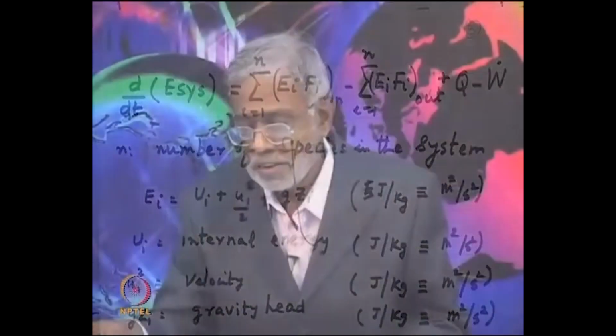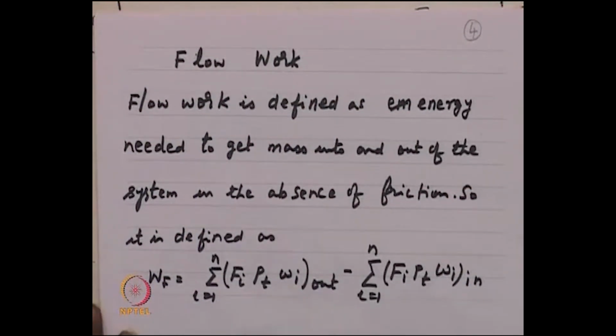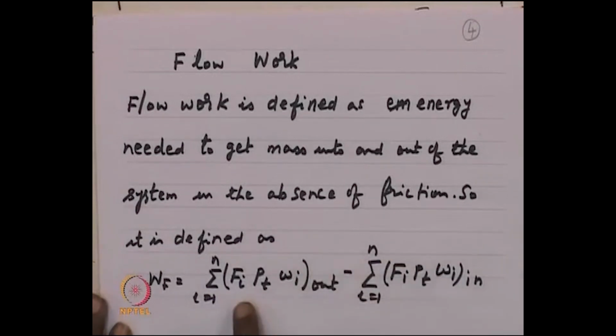Similarly, for the output. Now there is one term which all of us may be familiar with, but to put it in context, suppose we have some material that is going into the system and coming out of the system. I have here F_i P_T omega_i out minus F_i P_T omega_i in. What is this term? If you look at the units of F_i P_T omega_i, omega_i is specific volume, P_T is pressure, F_i is moles per time. So, essentially this is a work term, we can understand it here itself.